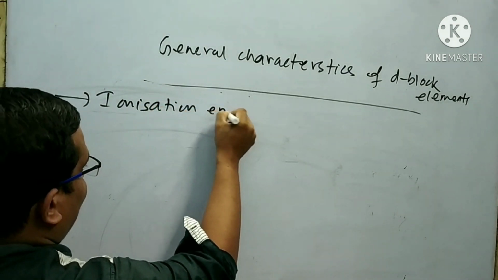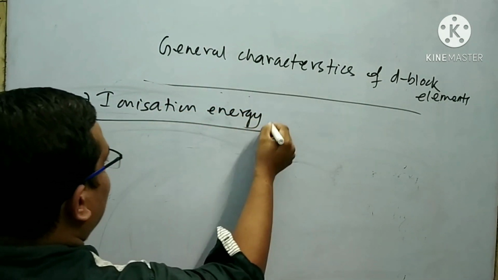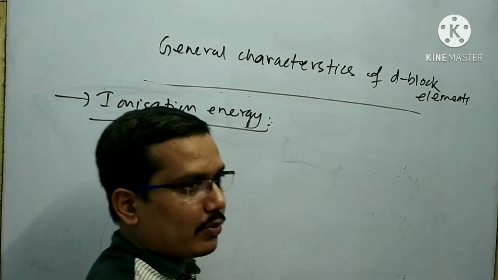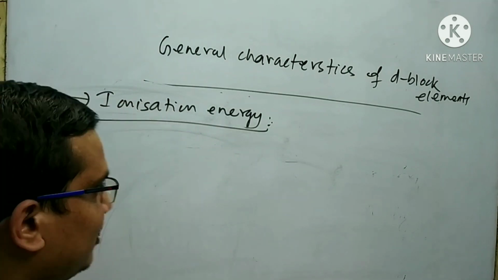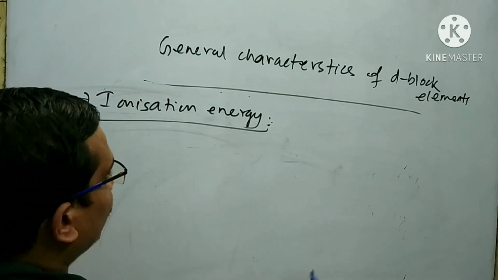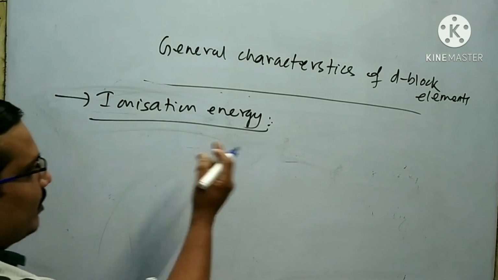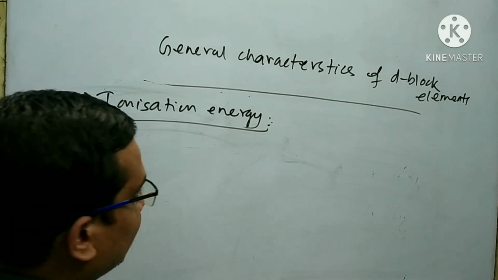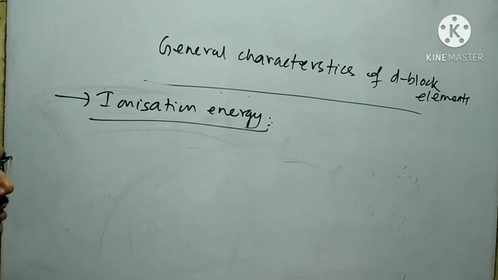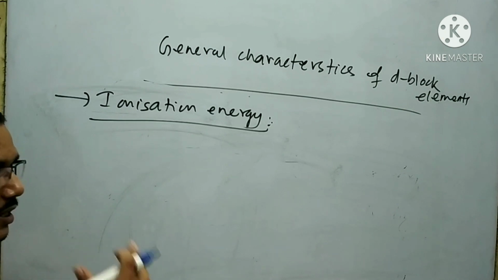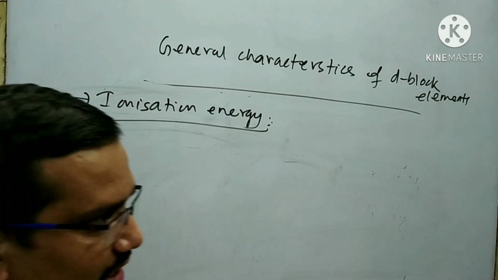ionization energy. We know that the atomic radius decreases from left to right of a transition series. As a result, the ionization energy goes on increasing from left to right of a transition series. But this increase is not in a regular manner because it also depends upon the screening effect.